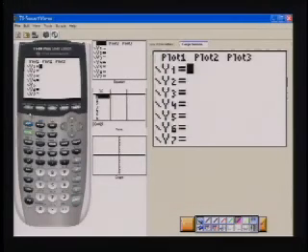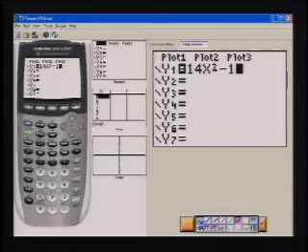Let's look at another quadratic example. 14x squared minus 11x minus 15. Let's look at this one in the graphing calculator. So we'll go back to y equals. We'll enter our function, 14x squared minus 11x minus 15.